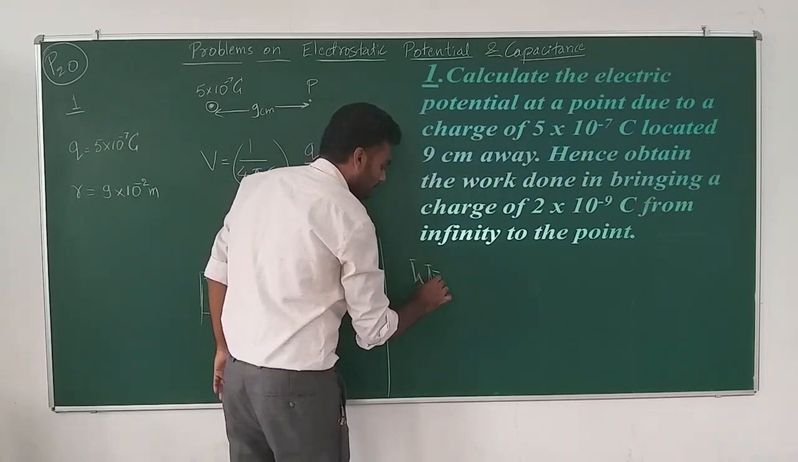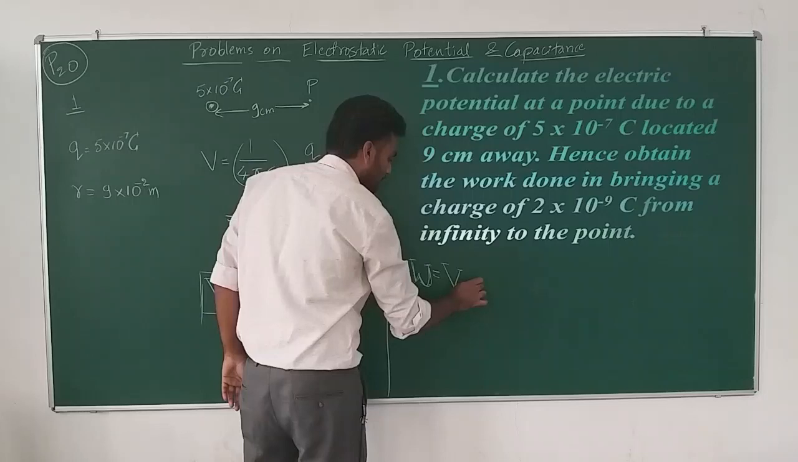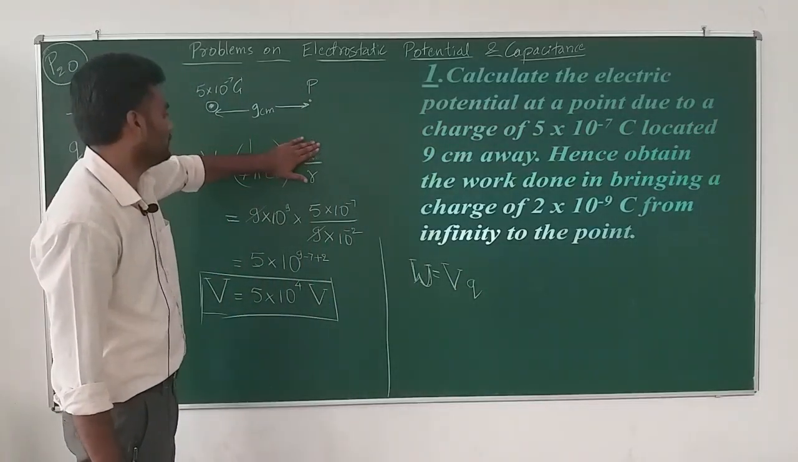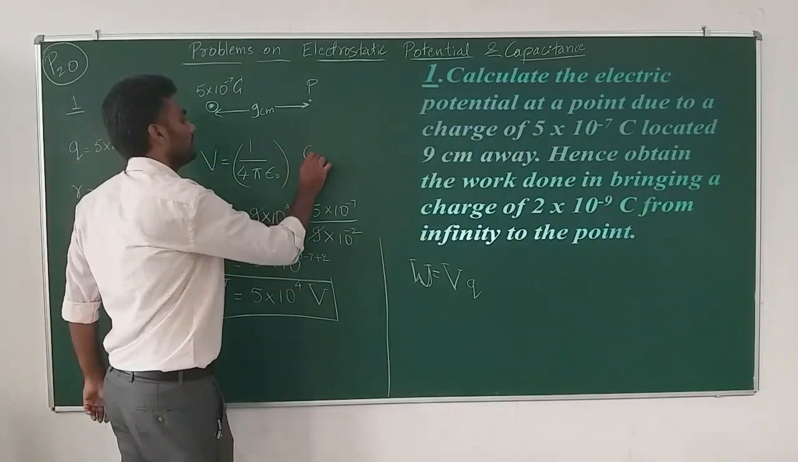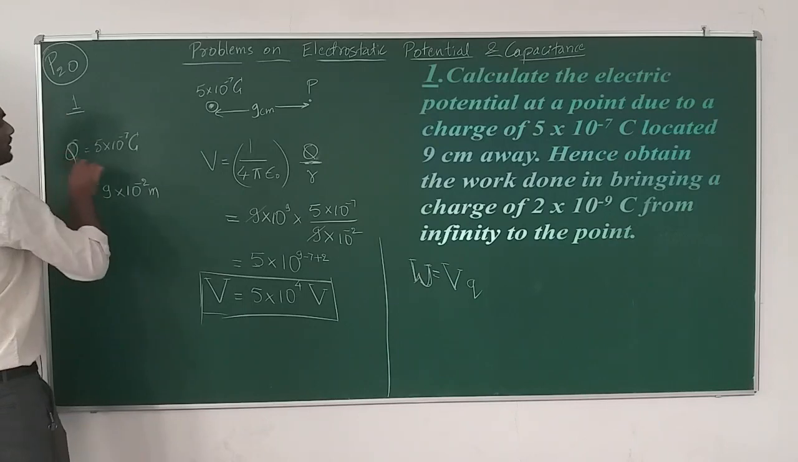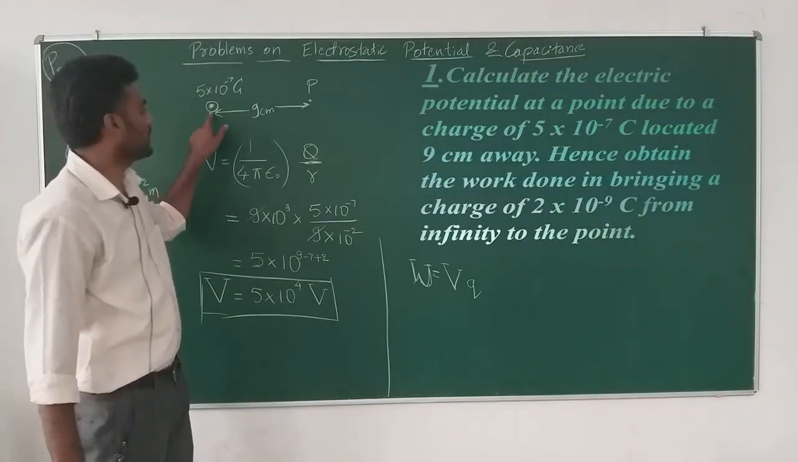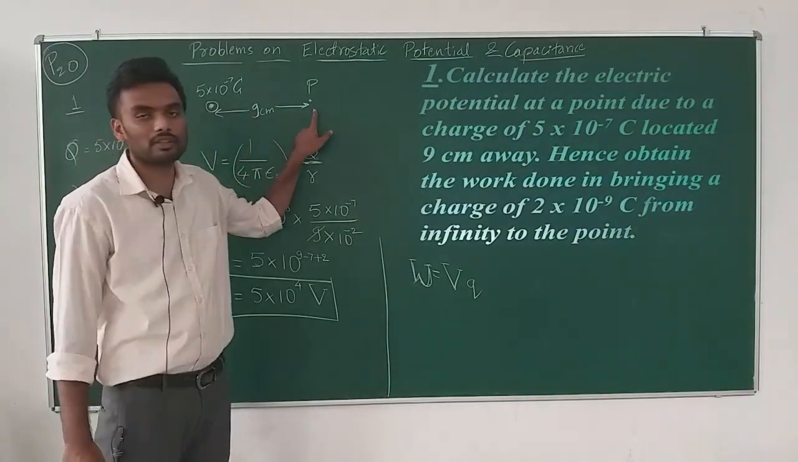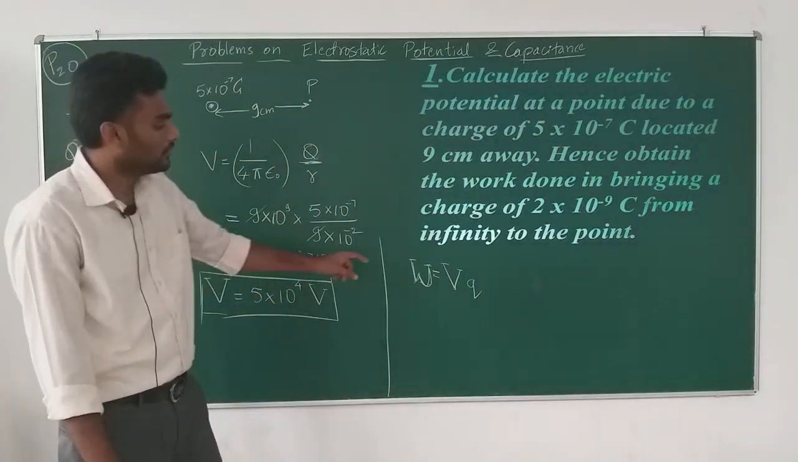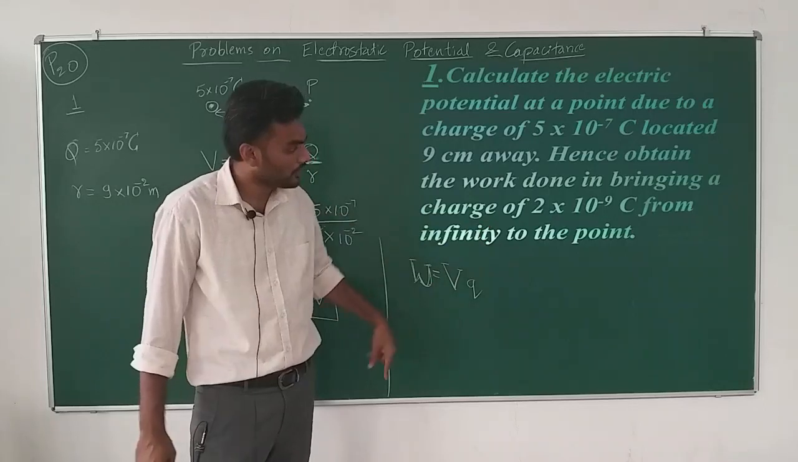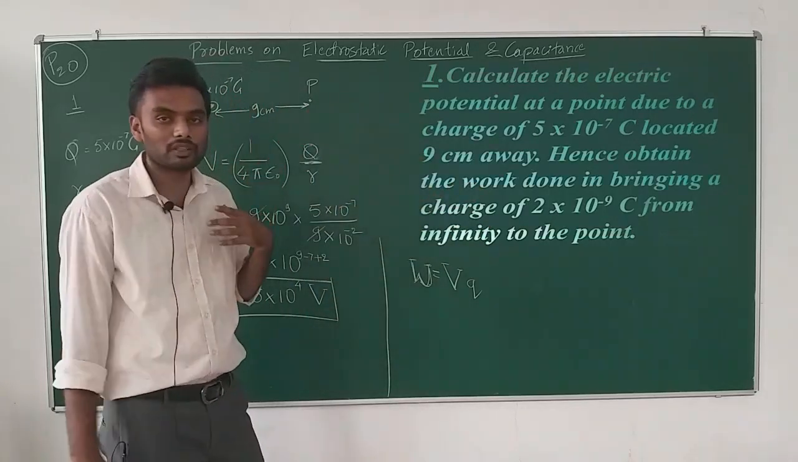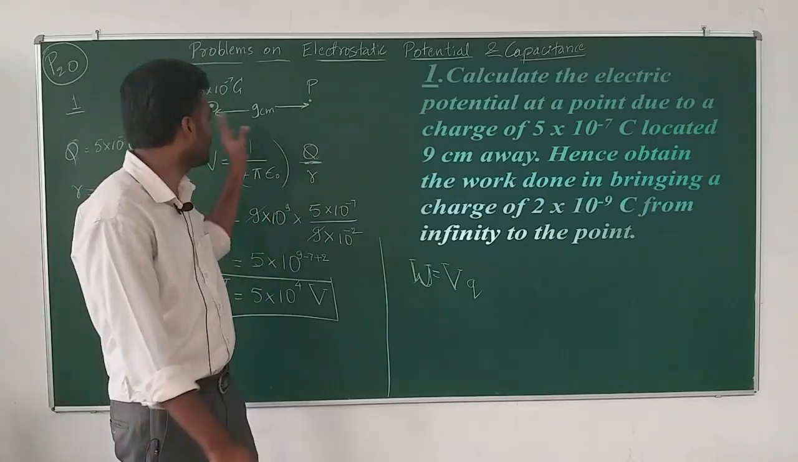W is equal to VQ. You can keep this Q as capital Q and that as small q, so that you can differentiate. This capital Q charge is the reason for the potential at this point, right? So that's fine, no problem. And now this small q is the charge that we are bringing from infinity to this point. So the amount of work that I need to do is equal to the potential energy of the system.